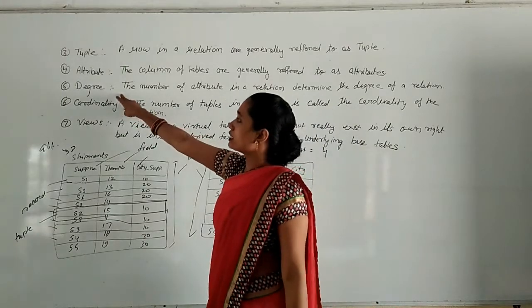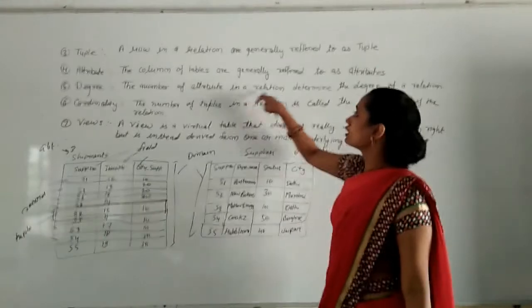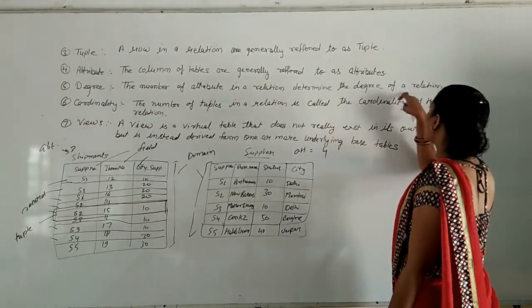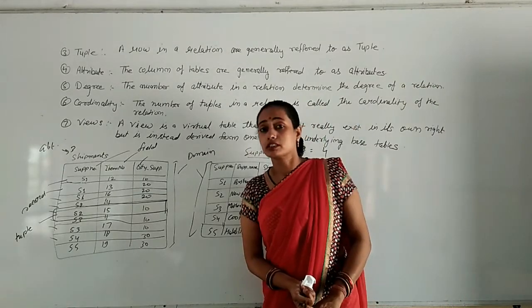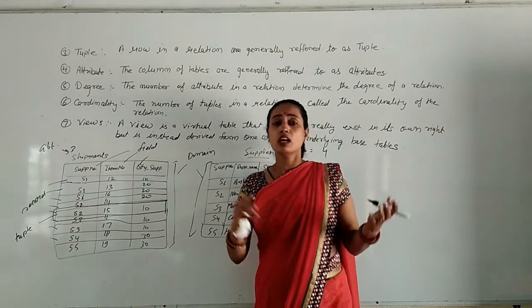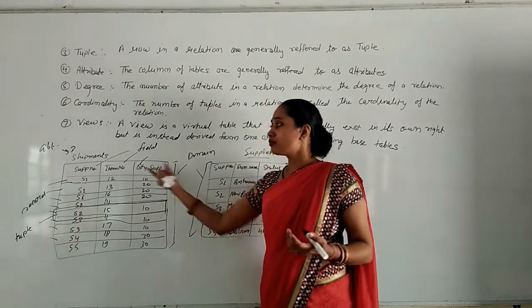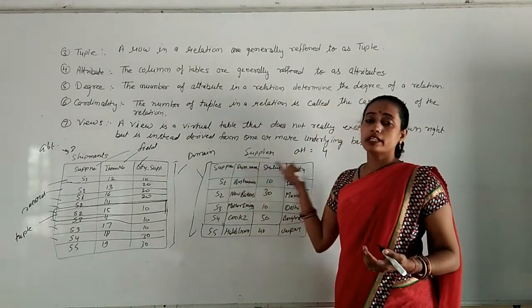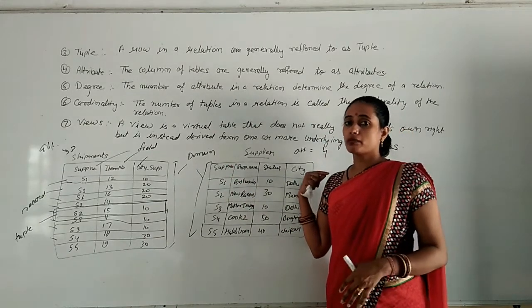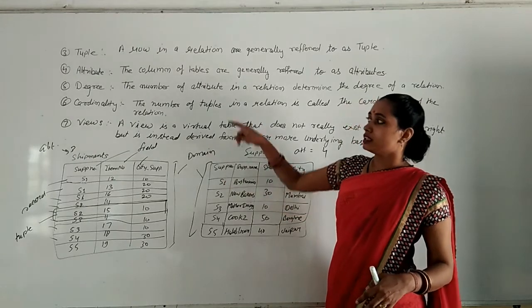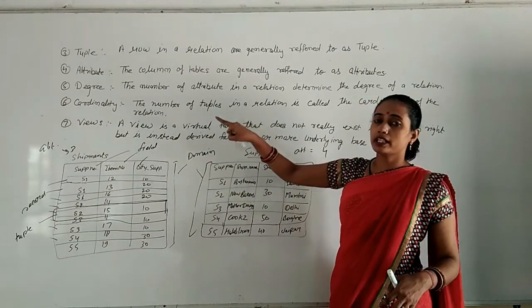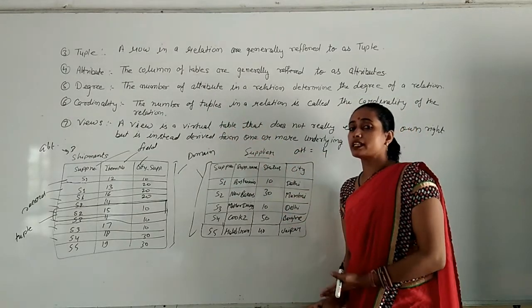Next one is degree. The number of attributes in a relation determines the degree of a relation. What is an attribute? The number of columns, the number of fields which we are taking in a table. So every attribute determines the degree.